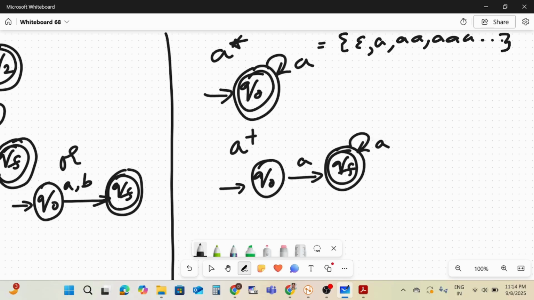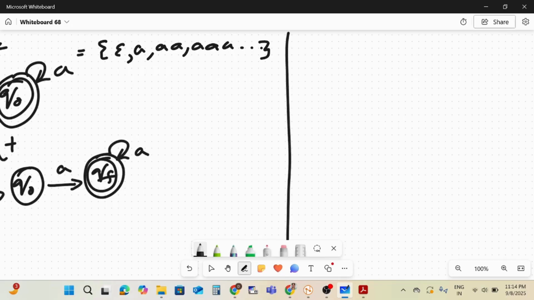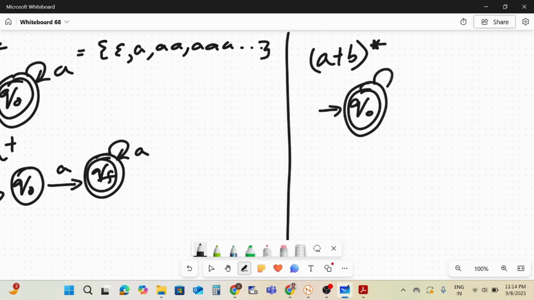Similarly, if you have to write it for (A plus B) the whole star, the initial state will be the final state. It can take any number of A comma B, the whole star. This is represented as (A plus B) the whole star.